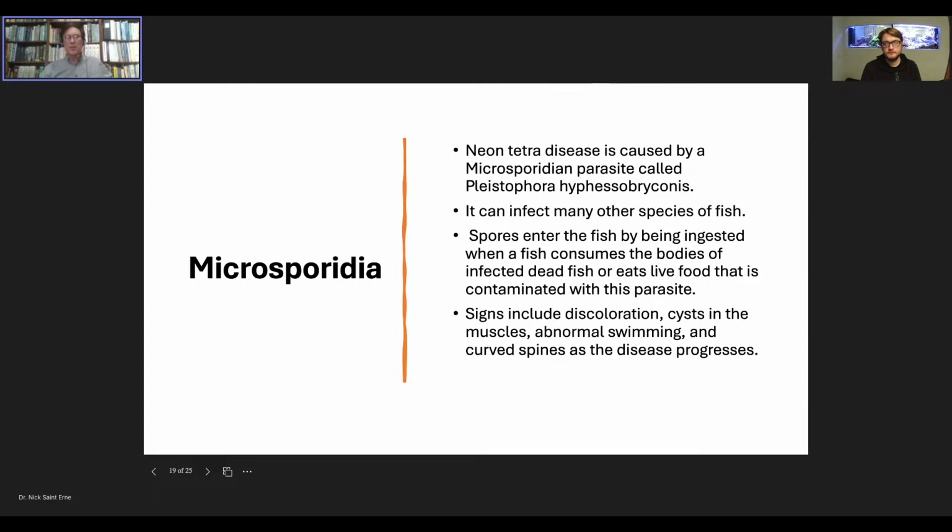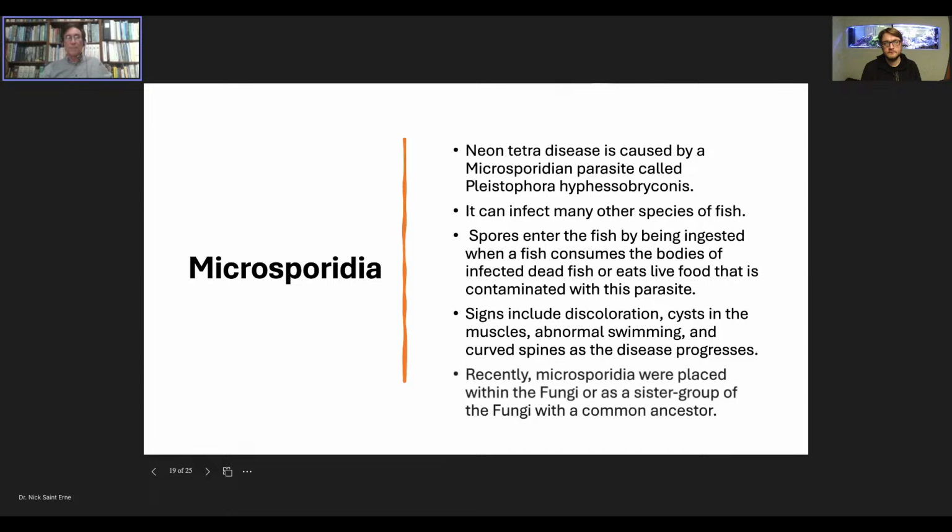So these fish usually look just like old, worn out fish. They're thin, they're discolored, they're crooked, and they just don't do well. And unfortunately, there's really no good treatment for this. And as I mentioned at the beginning, a lot of these classifications, these microorganisms are so small that it's really hard to tell for sure what they are.